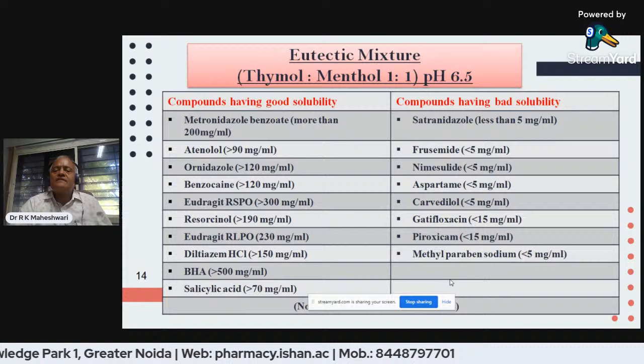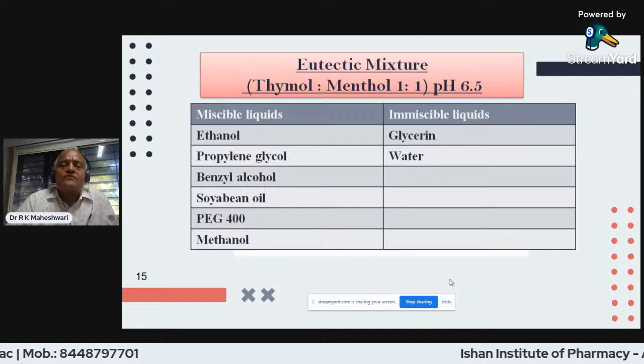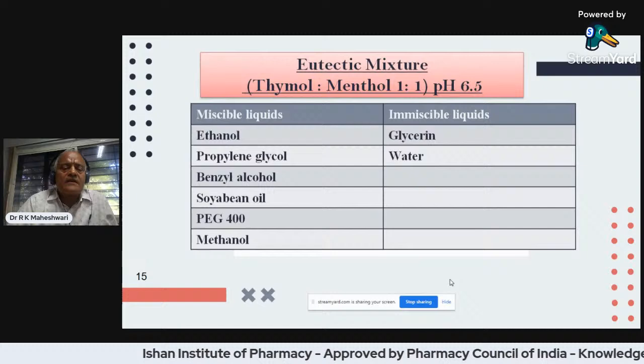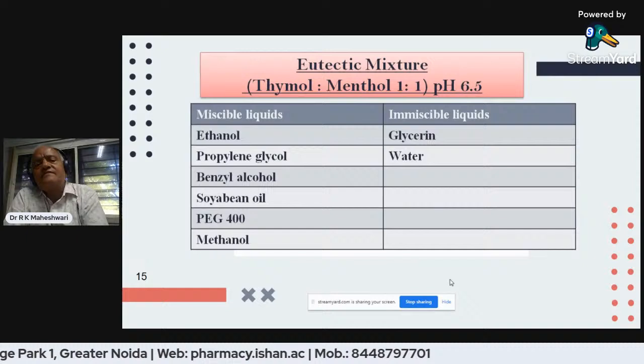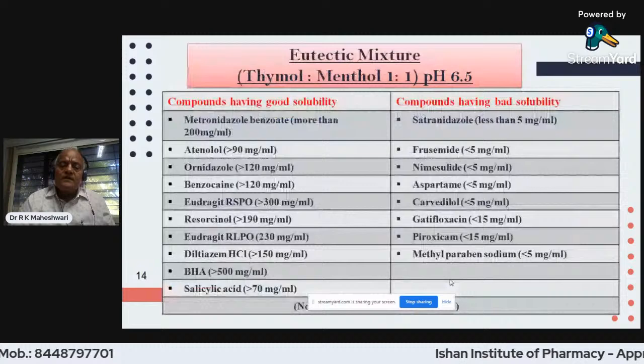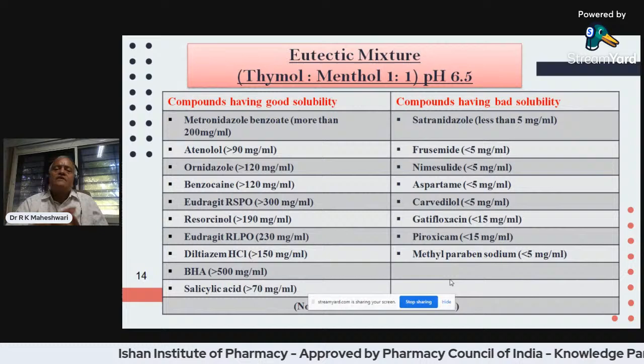If you see another table, here the liquids, miscibility or solubility of liquid. In the left hand column, miscible liquids: ethanol, propylene glycol, benzyl alcohol, etc., they have very good solubility in this eutectic liquid, or in other words, good miscibility. But in the right hand column, glycerin is immiscible in this eutectic liquid. Similarly, water is immiscible in this eutectic liquid. If you check thousands of compounds for their solubility in this eutectic liquid, some will fall in the left hand column, some in the right hand column.